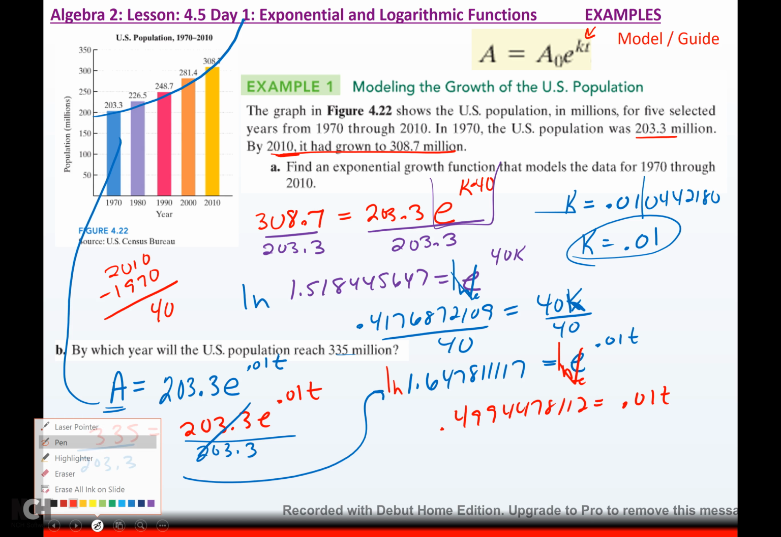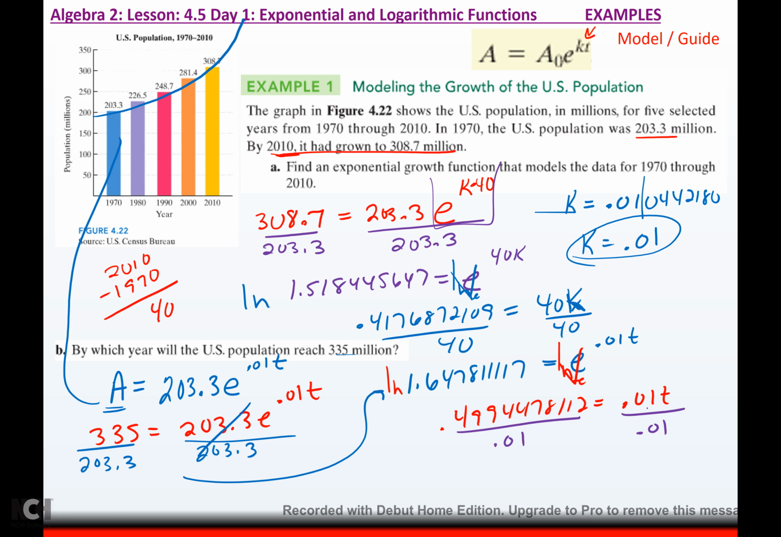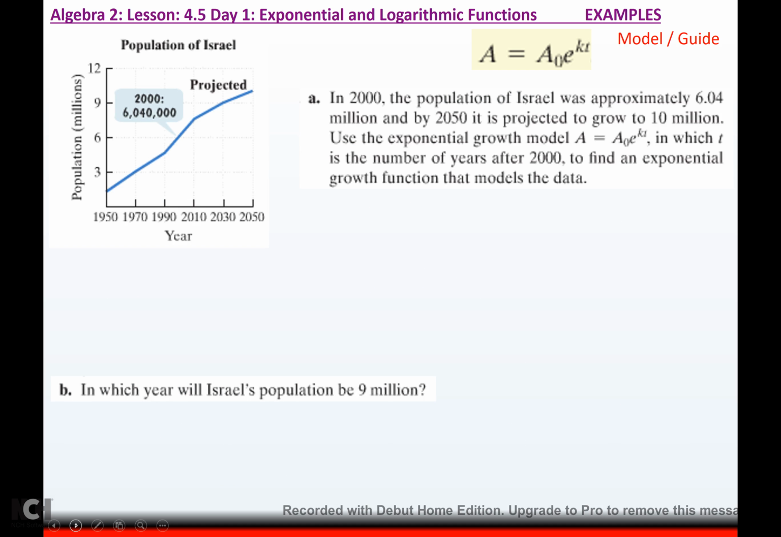And so now, to get t alone, I'm going to divide by 0.01. And I get 49.94478, blah, blah, blah. If I round, they didn't tell me how to round, so if I just round to the nearest whole number, it would take about 50 years. Okay? Alright, let's look at another one.